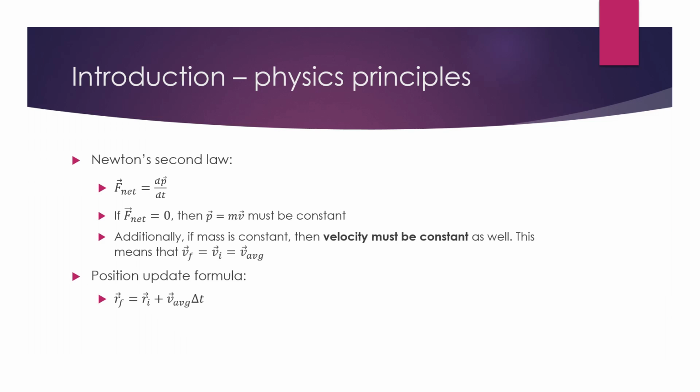The first principle used is Newton's second law, which states that the net force acting on an object is equal to change in momentum per change of time. This means that if the net force is zero, the momentum, which is equal to mass times velocity, must be constant. Additionally, if mass is constant, then velocity must be constant as well. This means that the final velocity is equal to the initial velocity and equal to the average velocity.